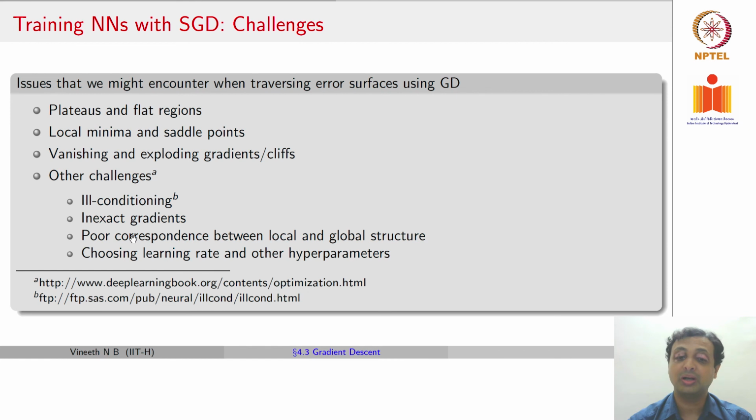There could be poor correspondence between local and global structure, which means you have a global error surface and you want to get to the global minimum, but the local region in which you are in may not really correspond with that global structure and you will be stuck with trying to handle the undulations in that local structure. Choosing learning rate and other hyperparameters like the momentum hyperparameter or the decay rate are also problems to deal with.